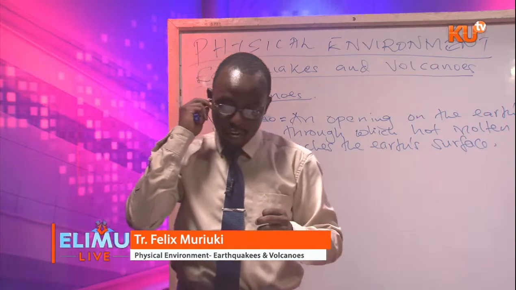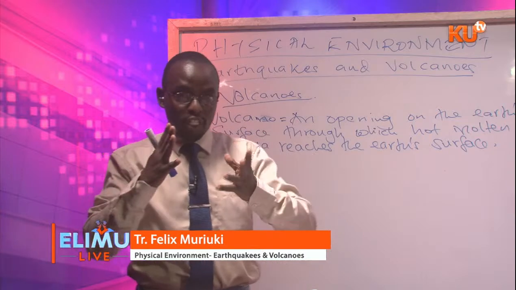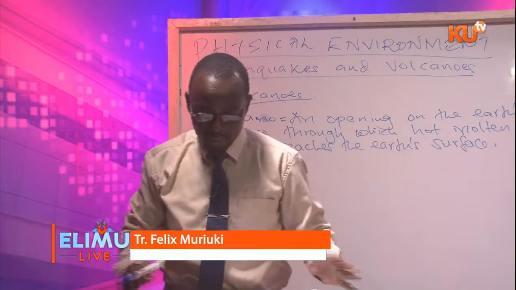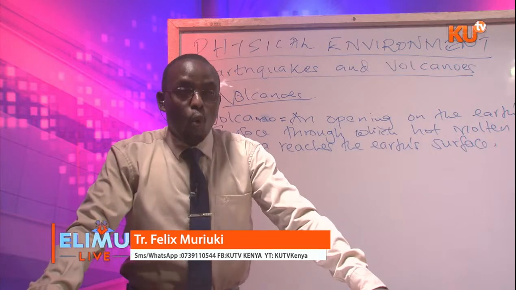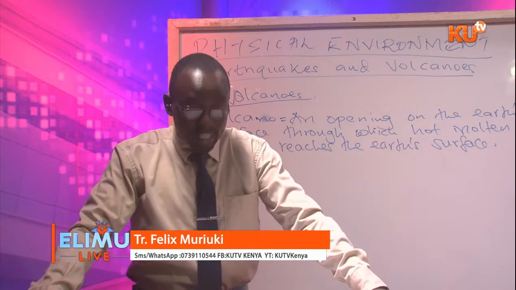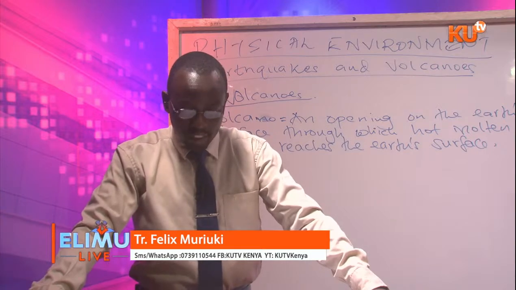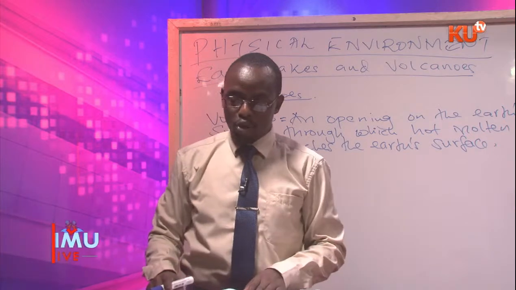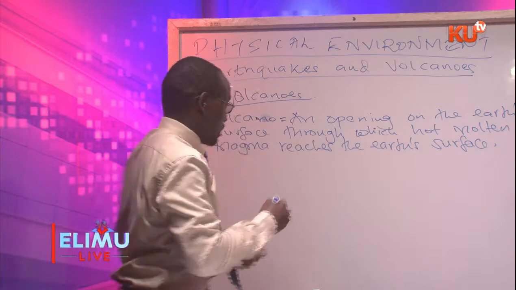Volcanoes also have led to the displacement of people over the years. Now, why do we say so? This is because volcanoes release some gases such as carbon dioxide and sulfur dioxide.